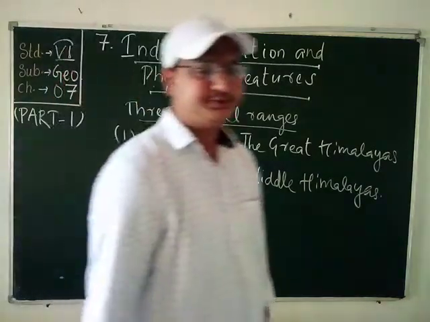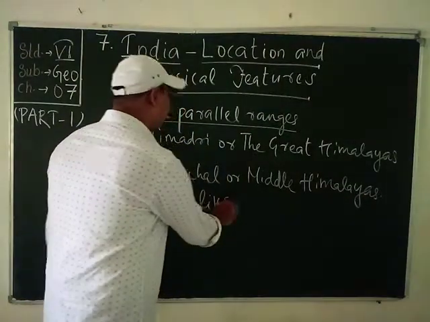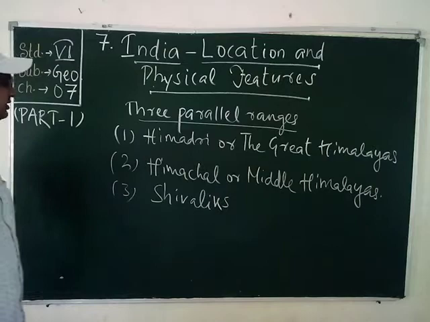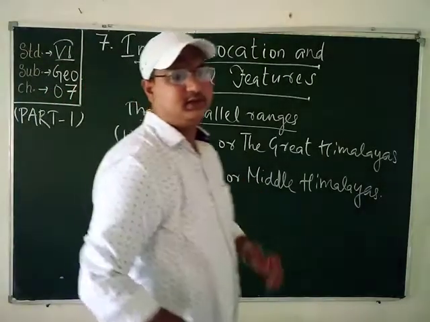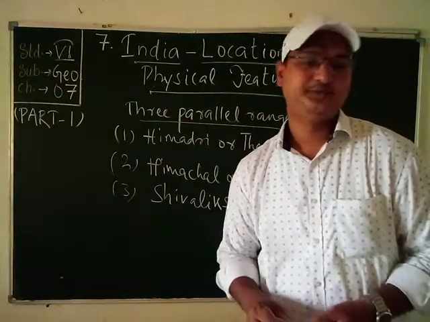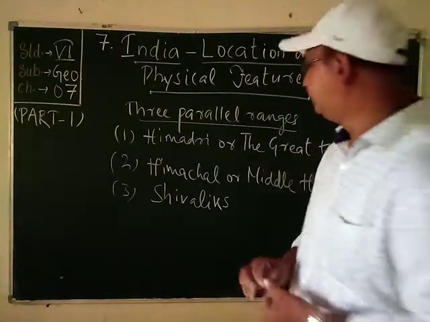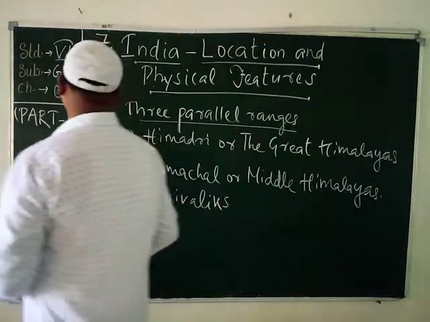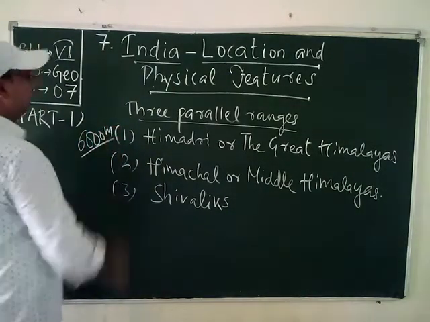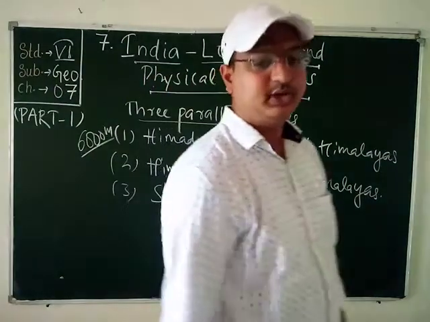Students, the first one is Himadri or the Great Himalayas. The second one is Himachal or Middle Himalayas. And the third one is Shivalik. These are the 3 parallel ranges of the Himalayas. Himadri, the highest, is snow covered with an average height of 6000 meters above sea level.